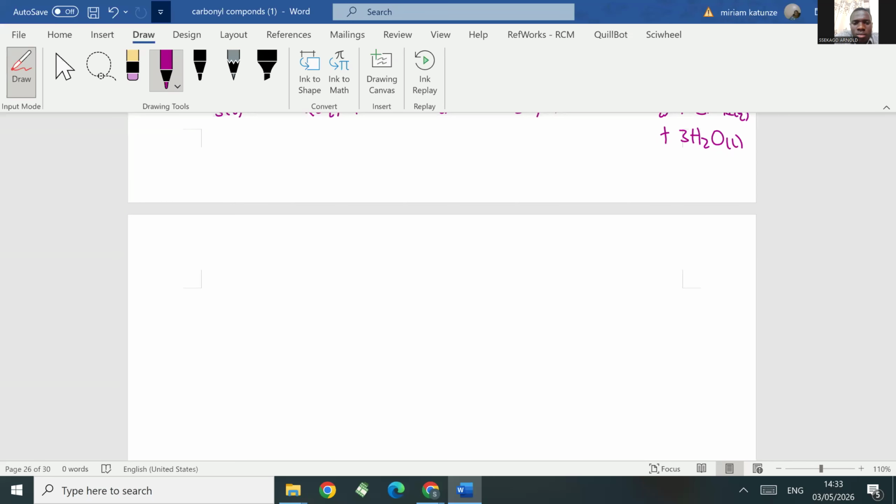Then for methyl secondary alcohols, methyl secondary alcohols have this structure. The reaction still occurs in the same way. They have that structure. You have a CH3 close to CH, yeah? That's why I'm calling them methyl secondary alcohols.